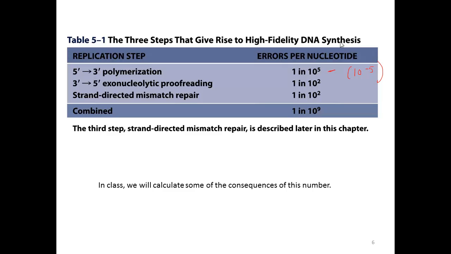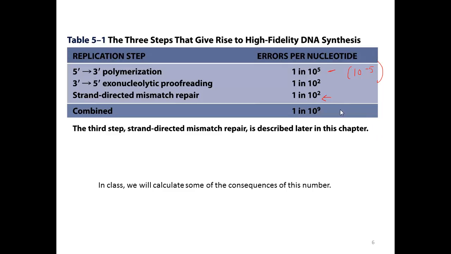Then every time an incorrect base gets placed, we'll catch 99 out of 100 using 3' to 5' exonucleolytic proofreading. The times when that is not detected and somehow a 3rd base gets put on, sort of trapping the incorrectly added base, 99 times out of 100, that will be recognized by repair machinery, which we'll see in the next video.